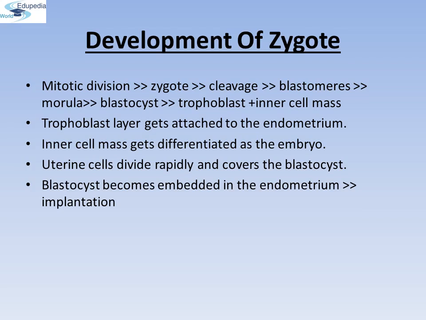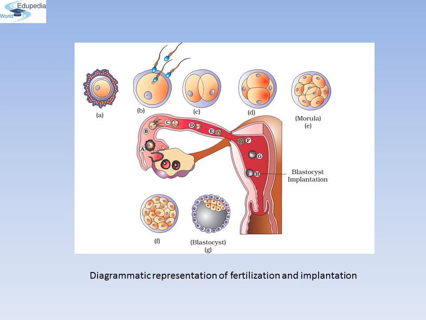The blastomeres in the blastocyst are arranged into an outer layer called trophoblast and an inner group of cells attached to the trophoblast called the inner cell mass. The trophoblast layer gets attached to the endometrium and the inner cell mass differentiates as the embryo. After attachment, the uterine cells divide rapidly and cover the blastocyst. As a result, the blastocyst becomes embedded in the endometrium of the uterus, and this process is called implantation. This implantation leads to pregnancy.